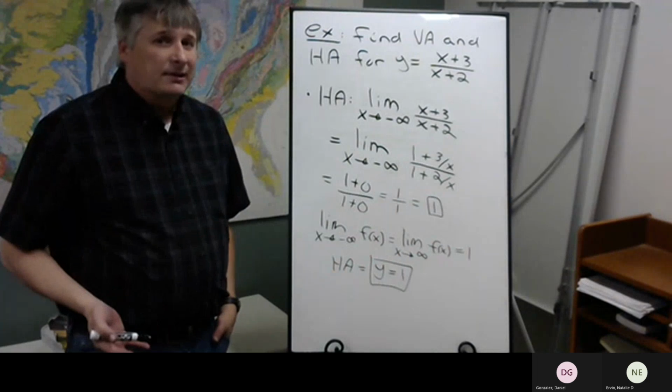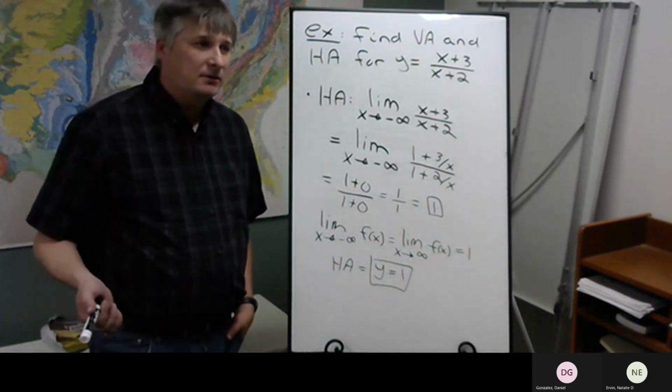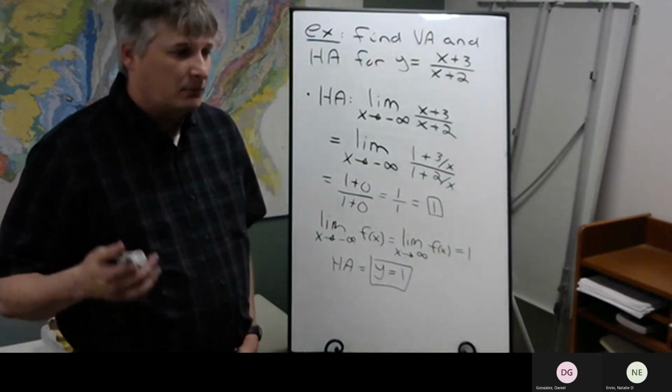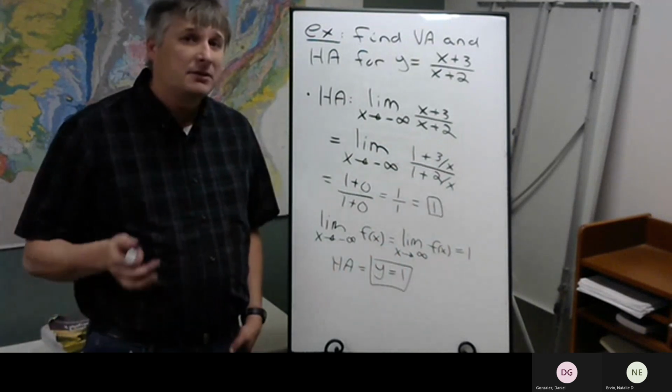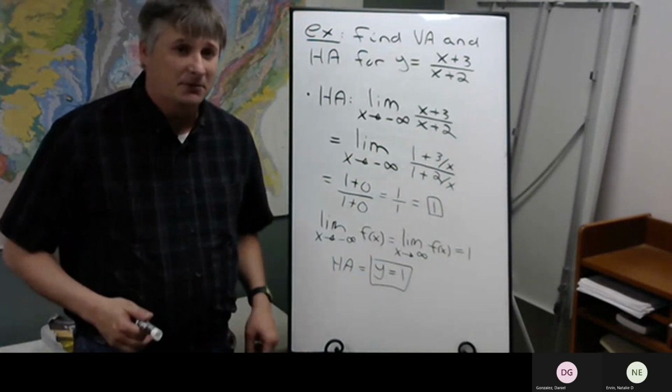So that gives us the horizontal asymptote. And the way we come up with that is we let x go to positive infinity, we see what the function does, and then we let x go to negative infinity, and we see what the function does. Now we take a look at the vertical asymptote.